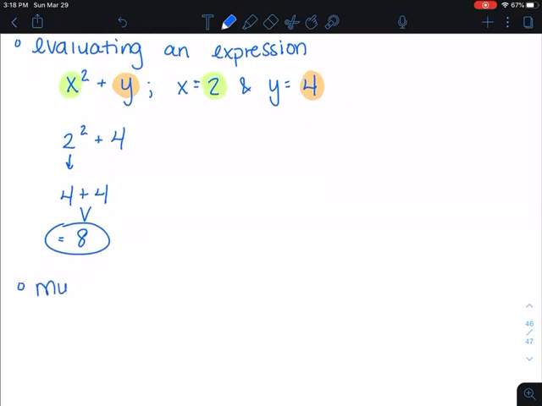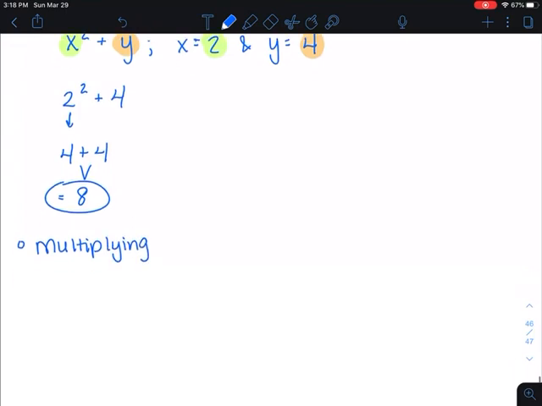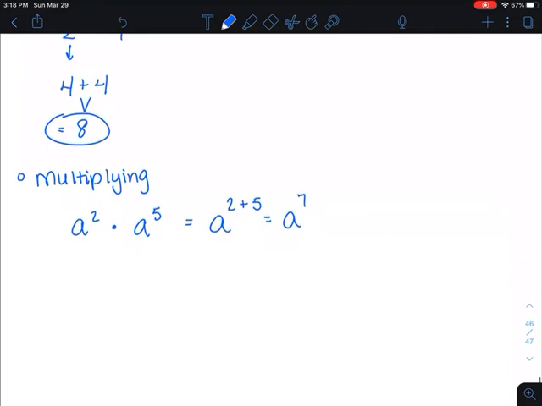And then again, when we multiply, if I have a squared times a to the 5th power, that means we keep our base the same and we add the exponents, and 2 plus 5 is 7. So let's say we have g to the 3rd power times g squared. So the same thing as g to the 3 plus 2, whatever that is, and 3 plus 2 is 5. So it'd be g to the 5th power.